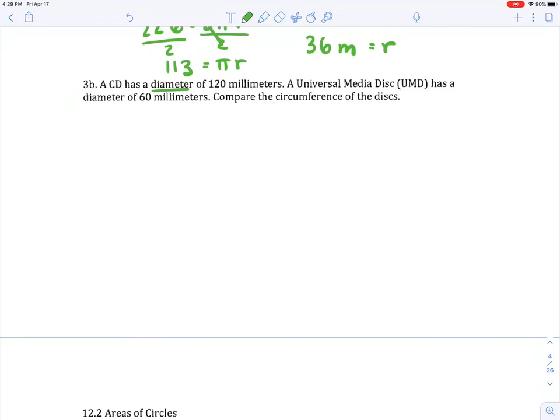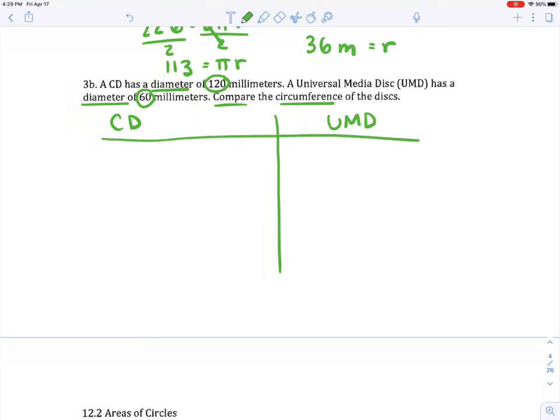A CD has a diameter of 120. A UMD has a diameter of 60. Compare the circumference. Okay, so let's split this up. We'll put CD over here and UMD over here, and we'll go one at a time. Well, CD has a diameter of 120, and the UMD has a diameter of 60. You might be able to predict the CD has a diameter that is double that of a UMD, so we might predict that the circumference is also going to be double.